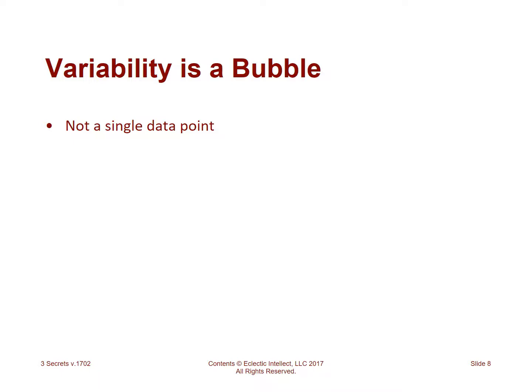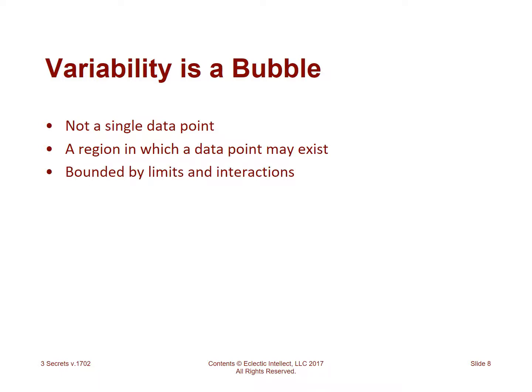It gets smaller as you get closer and closer to the point where convergence and a single solution emerges. This is a region in which a data point may exist. When you are done, one will emerge from that region, but until that point, you don't know what's inside this bubble. It's bounded by limits and interactions. It's internally as unconstrained as you can possibly make it.